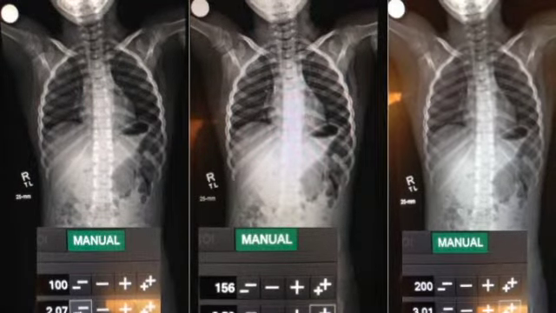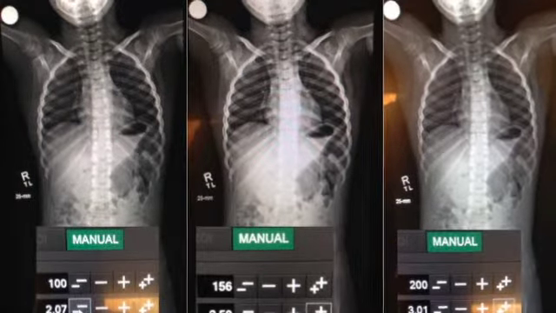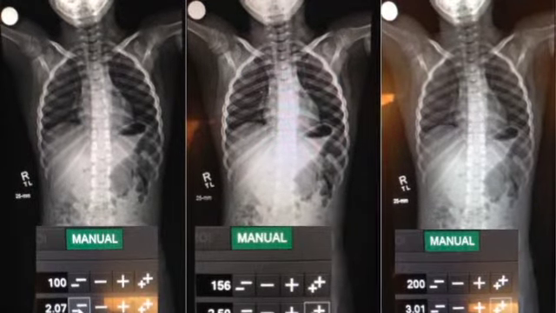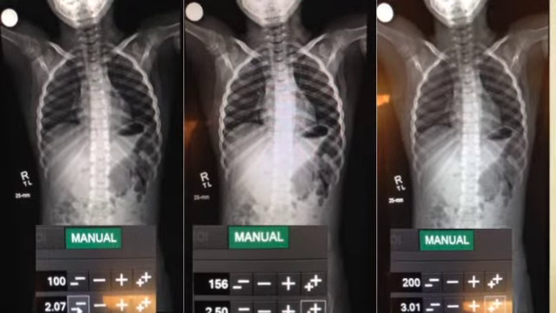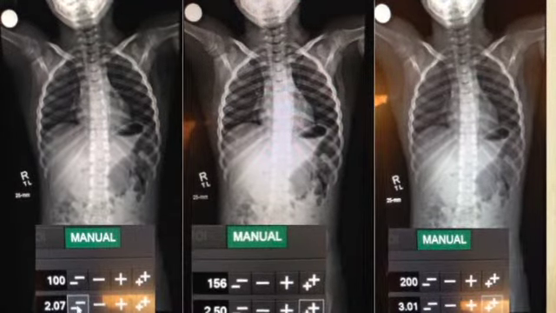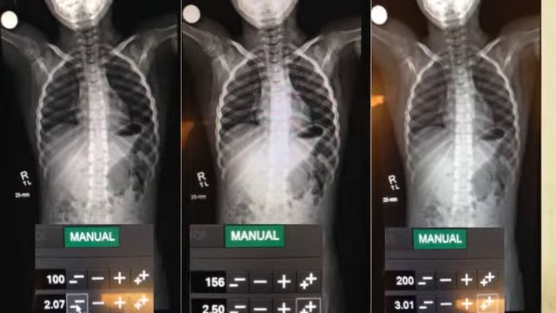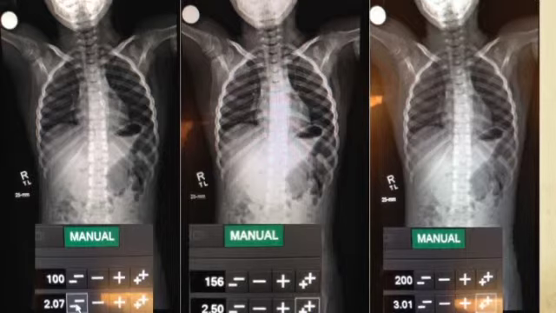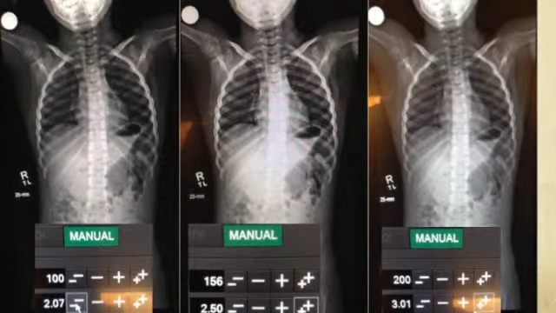When we decrease each of these factors by 50 from its original value, the image becomes less bright due to window leveling and a higher contrast due to window width. The overall image appears more black and white. Now, let's take a look at the image when we increase the original value by a factor of 50 from its original window leveling at 200 and a window width at 3.01.